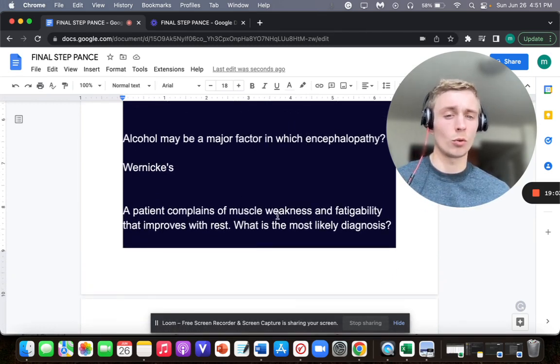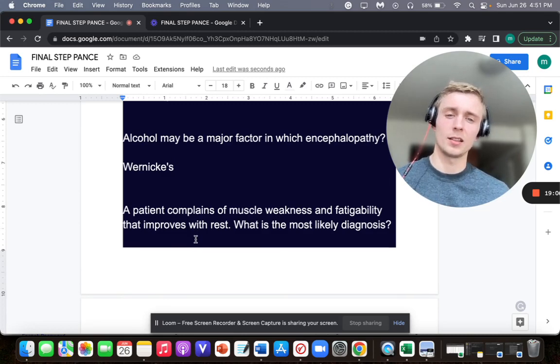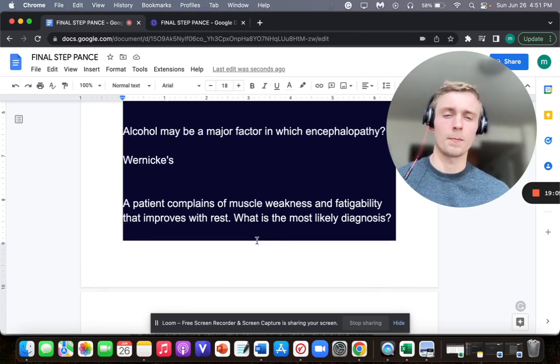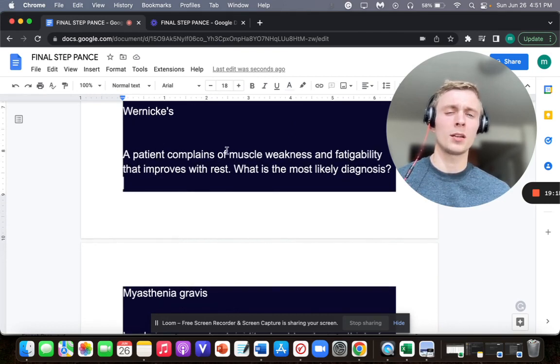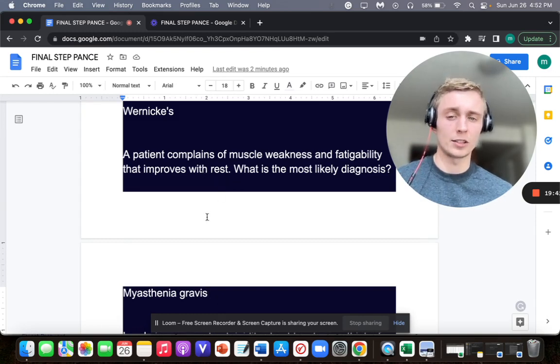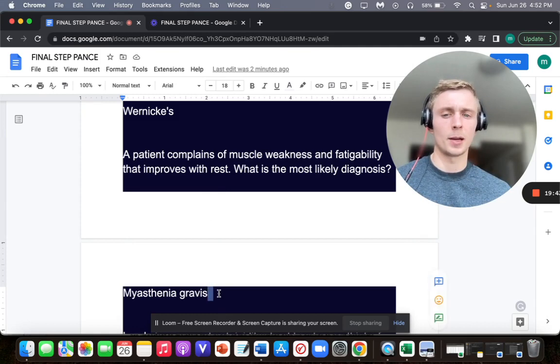A patient complains of muscle weakness and fatigability that improves with rest. What's the most likely diagnosis? So myasthenia gravis. Myasthenia gravis improves with rest. So what would it be if they had muscle weakness and fatigability that got better with more action? Then you would think of Lambert-Eaton myasthenic syndrome, so LEMS. So you think of LEMS if it gets better with more action, and if it gets worse with more action, you want to think of myasthenia gravis. Myasthenia gravis gets better with rest.